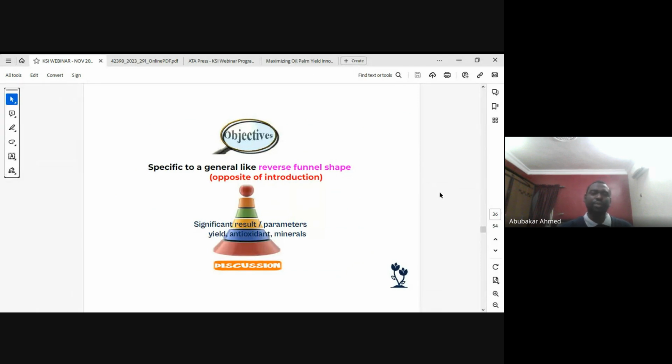So when we come to our objectives, for example, we have four objectives: objective number one, two, three, and four. So usually we first achieve objective number one. We follow them in sequence. When discussing objective number one, it should be like the opposite of the introduction, because the introduction was funnel-shaped.